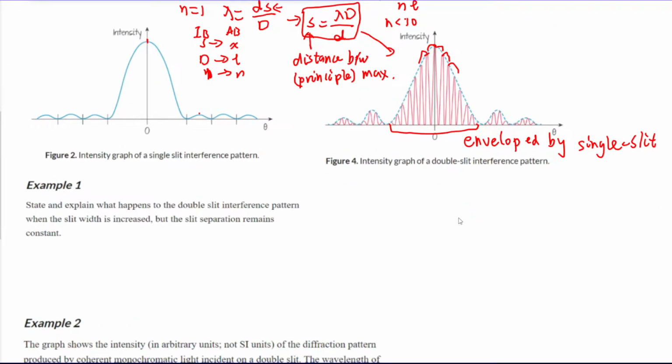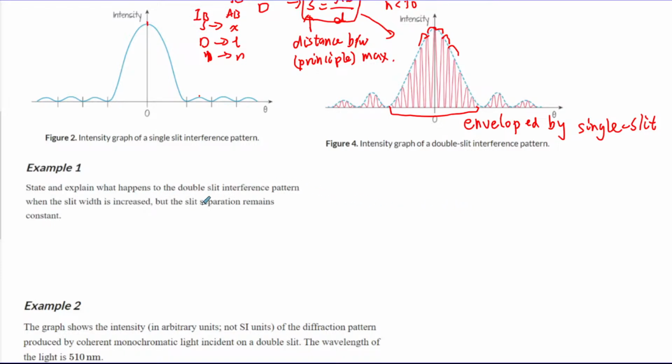So here come some questions. Simple question, for instance. I'll write the formula down over here: s is equal to lambda D over d. So what happens to the interference pattern if the slit width is increased, but the slit separation remains the same, which means I increase the b, right? That's the slit opening, the slit width, but d stays the same. Now remember, d is what governs how far apart these maximums are, right? So that distance separation won't change.